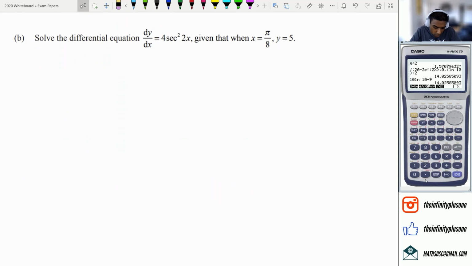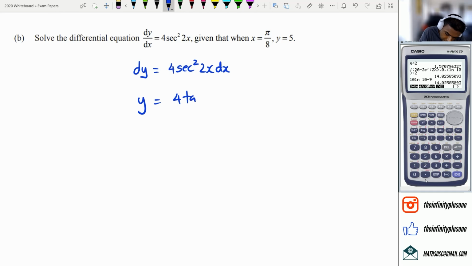So question B, what we have is solving the differential equation, and given that when x equals this, y equals this. So basically it's just integrating it and solving it, right? So we're going to put this up here as dy is equal to 4 sec squared 2x dx. And remember that when you differentiate tan, you're going to get sec squared. So that means y is equal to 4 tan 2x, not squared, because tan differentiates to sec squared.